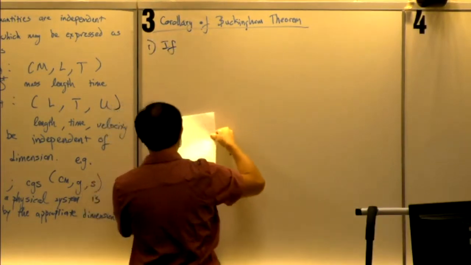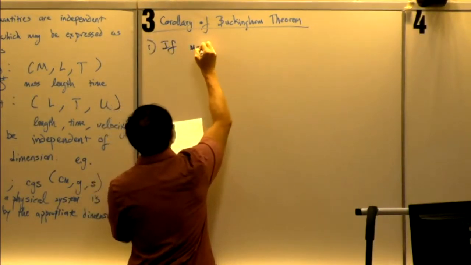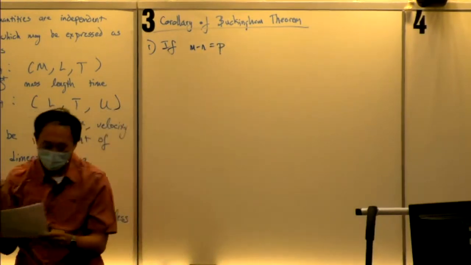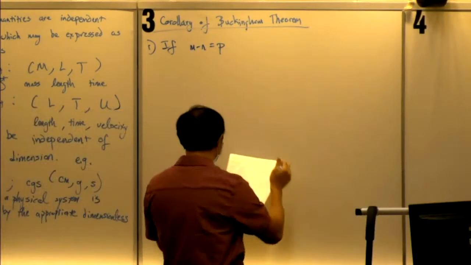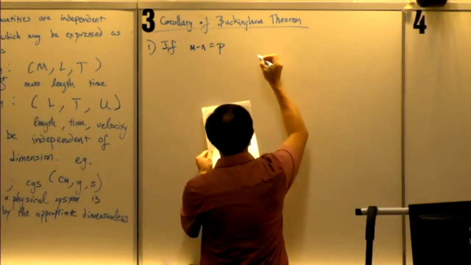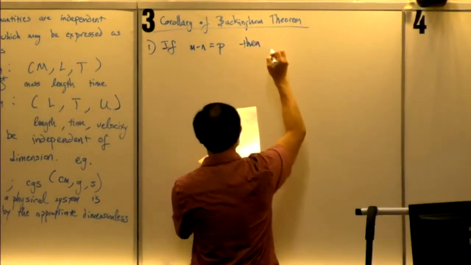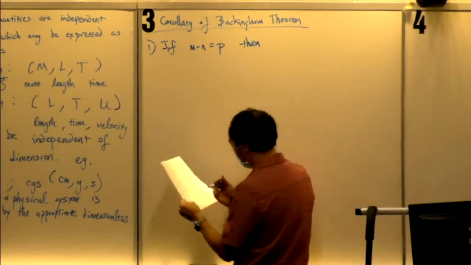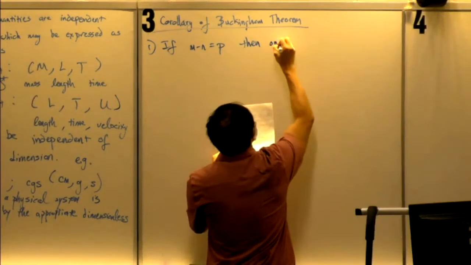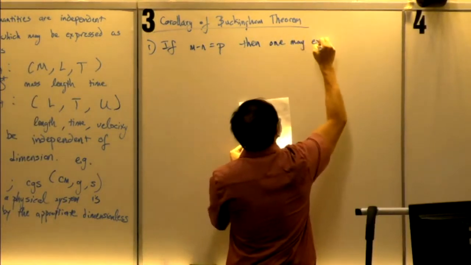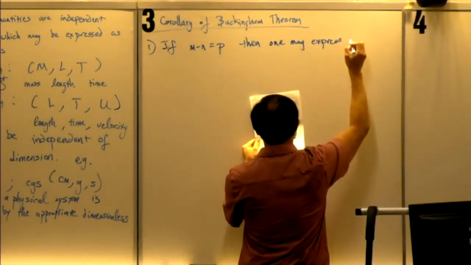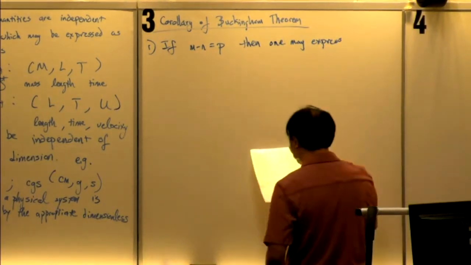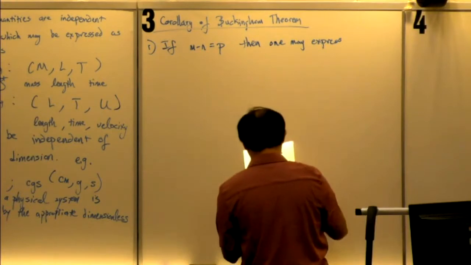So there's kind of two cases that you're going to encounter in the homework and quizzes. One is that there's more than one dimensionless group. So if n minus 1 is equal to p, then you can express one group as a function of the others. You can express the drag as a function of other groups.